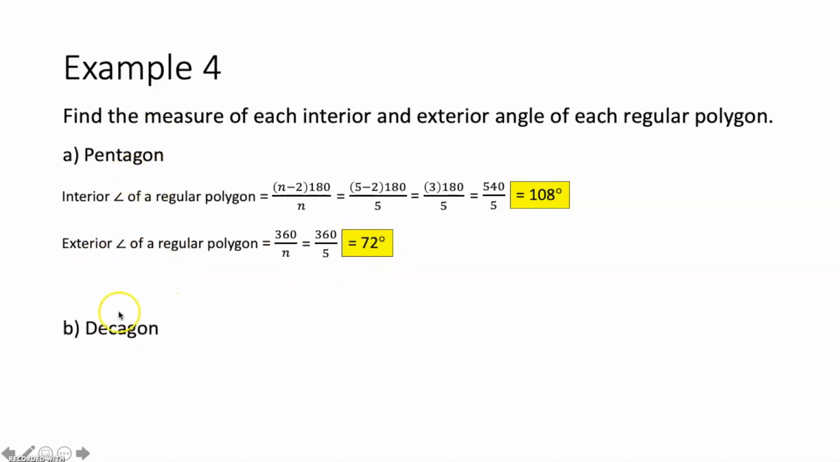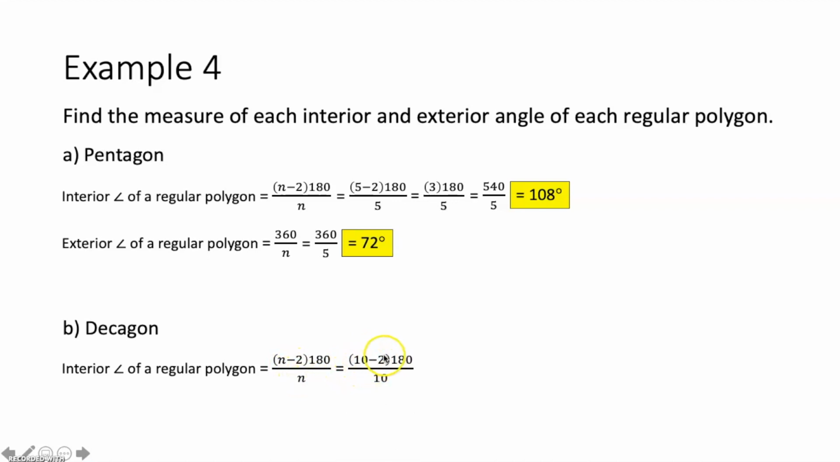Now let's look at a decagon. A decagon has 10 sides. So if we want to find the measure of one interior angle of a regular decagon, we're going to do n minus 2 times 180 divided by n, the number of angles or number of sides. So what is our n in this case? Well, it's a decagon. So that's a 10-sided polygon. So we're going to plug in 10 for n here and here.